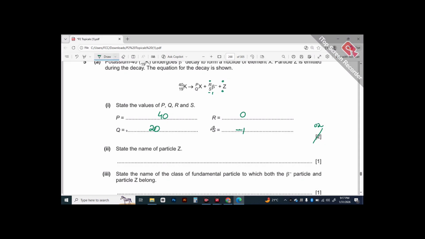Then state the name of particle Z. The particle Z is none other than antineutrino because it is beta negative, right?